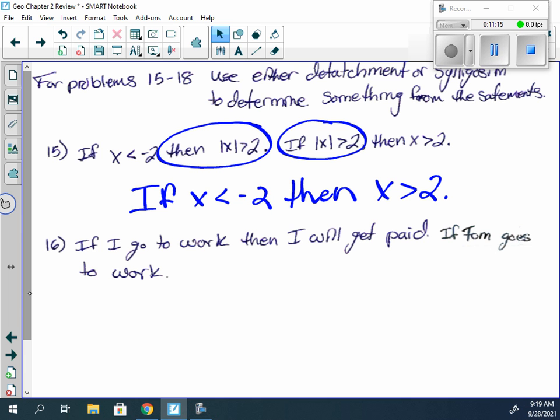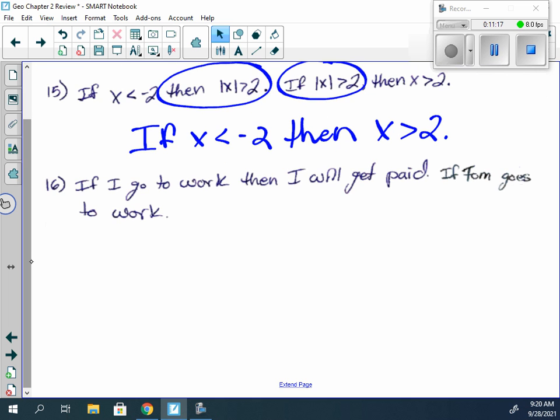Number 16: if I go to work, then I will get paid. If Tom goes to work, Tom will get paid. This is going to be the law of detachment.